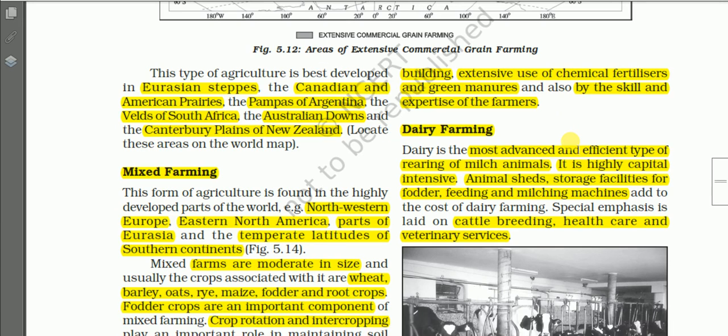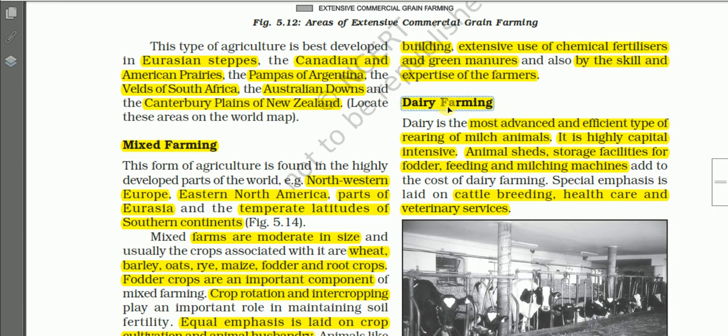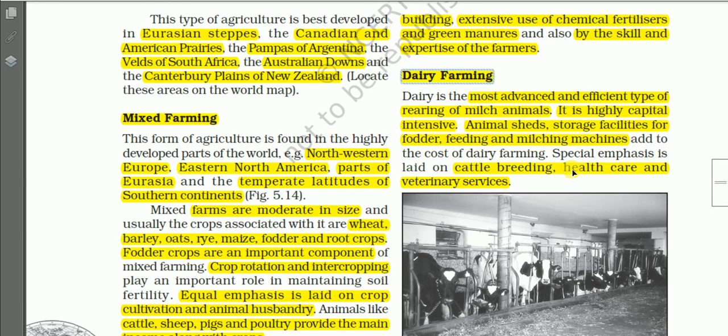Okay, then the last agricultural system for today, that is dairy farming. Dairy farming is the most advanced and efficient type of rearing milk animals. Milk animals means animals producing milk.